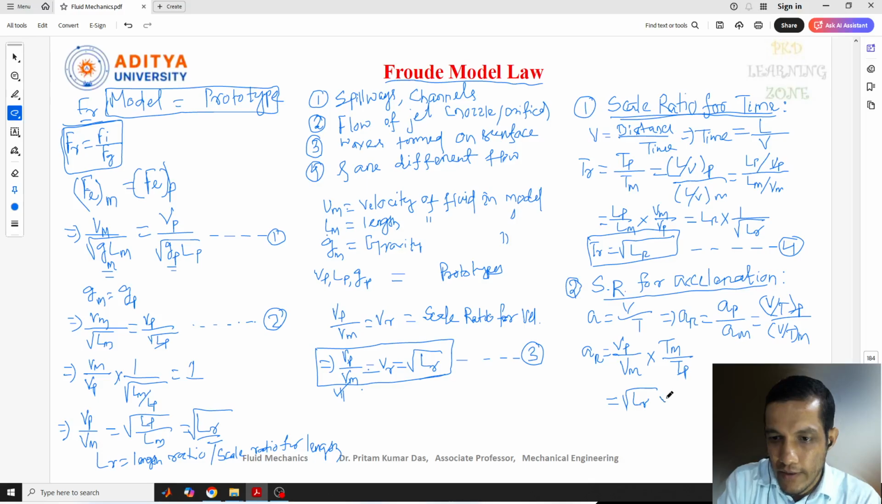So LR. Again, I'll write this. This is LR. So acceleration ratio equal to this one into this. Sorry, this is TR, and here TR equal to TP by TM. Now here it is TM by TP. That means here we'll actually get 1 by root over of this. So finally we'll get acceleration ratio equal to, we'll get here 1. This is another equation, we can give equation number 5. This one also we can make it in the box, highlight it. So this is the second one.